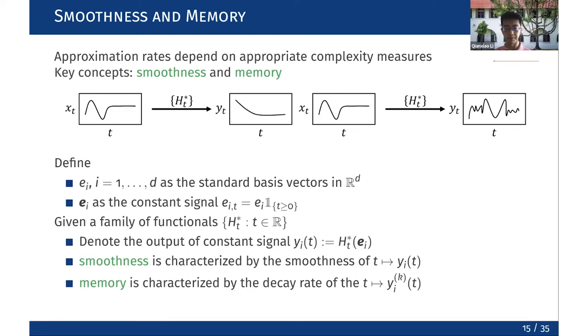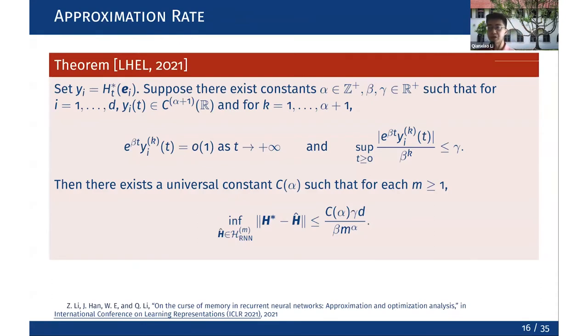With this definition, we can then prove a rate result, much like Jackson's theorem. The statement is a bit complicated, but I'll highlight the one important assumption here: we assume that this memory component, which is the derivative of the action of these functionals on constant signals, decays like an exponential with rate beta. If it decays exponentially, then we can derive this rate. This is an assumption on the family of H star. So this has to be O(1).